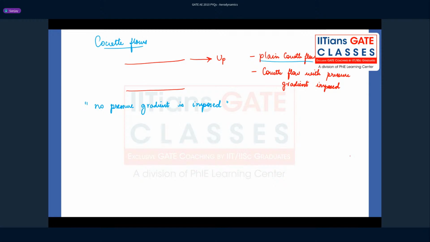So for such a case of plain Couette flow where there is no pressure gradient imposed, if you just take a cut section of this plate, you will find that the velocity profile is going to be linear, right? It is going to be the maximum at the top. What is going to be the velocity at the top, guys? It is going to be the velocity of the plate, which is equal to Up. And what is the velocity at the bottom?